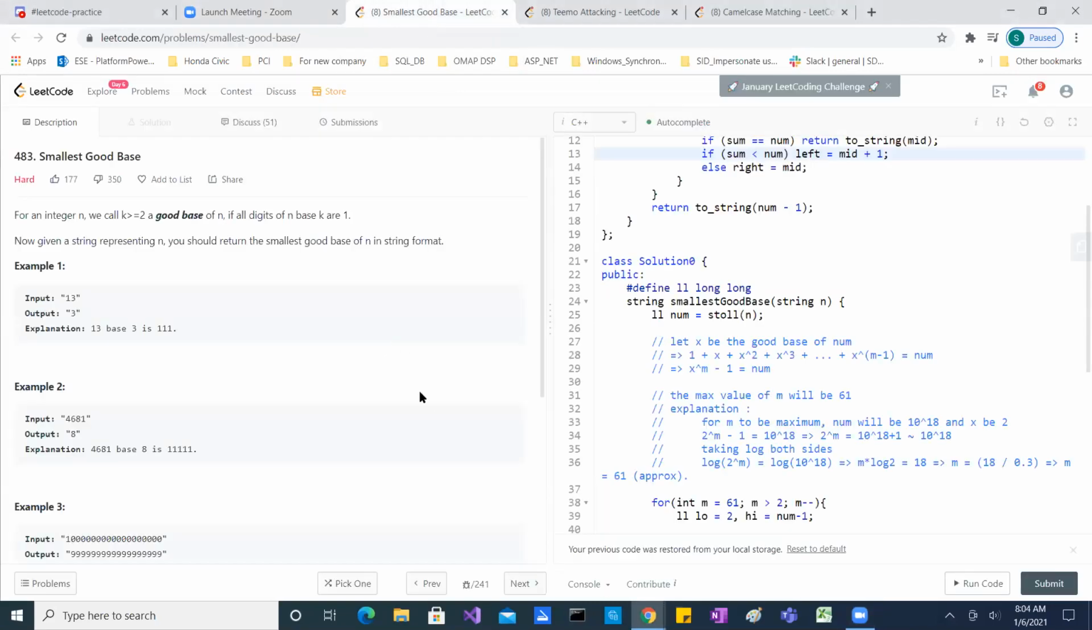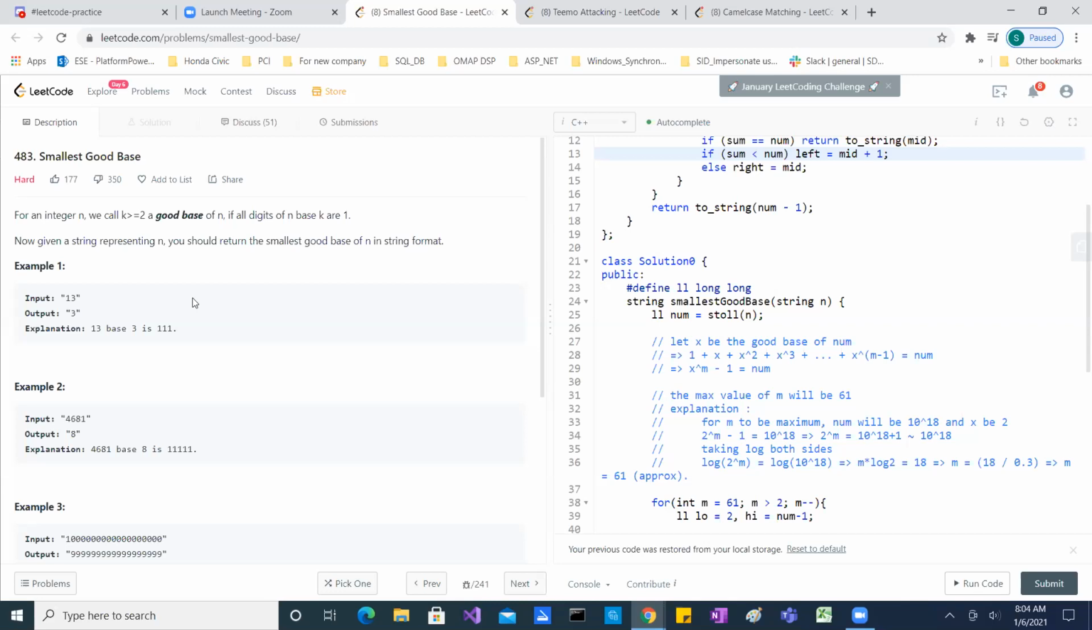Okay, so this is our first problem: the smallest good base. It says that for an integer n, we call k, which is greater than or equal to 2, a good base of n if all digits of n in base k are 1. Now, given a string representing n, you should return the smallest good base of n in string format.